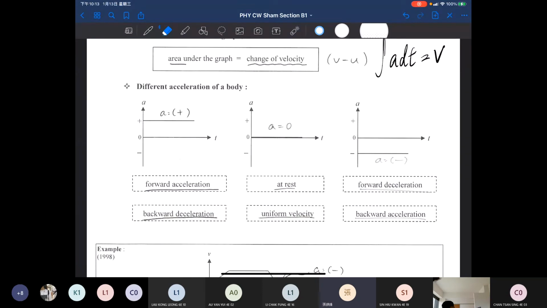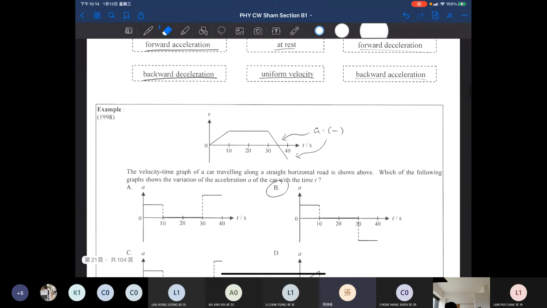If it is a positive value, if it is in the same direction as the velocity, then it is uniformly accelerating. If the velocity is negative, then it would be decelerating. If the acceleration is 0, it must be at rest or at uniform velocity. For the last one, if the acceleration is negative and the velocity is in the same direction as the acceleration, then it is accelerating. If they are opposite in direction, then it would be decelerating.